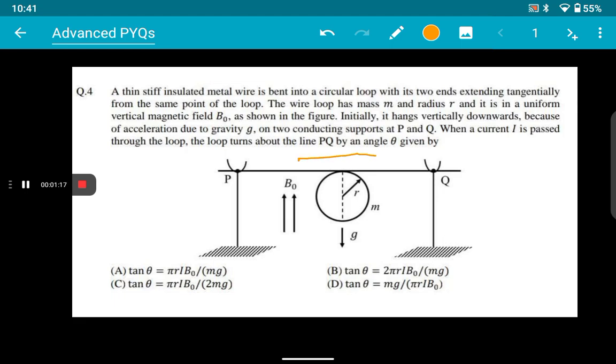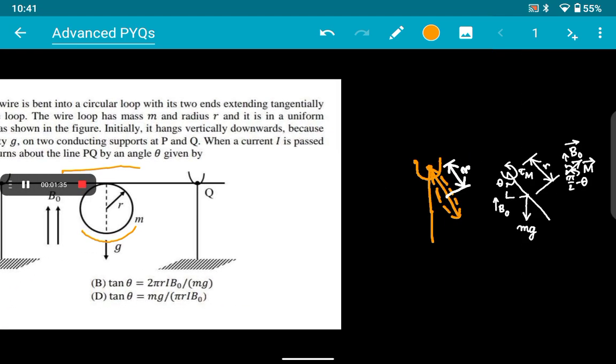Sorry. So this is the question, and we have a magnetic field here, a circular loop of wire like this. This is mass m and radius r. We have an upward magnetic field B0, and we also have gravity. Okay, and we have to comment on the angle. So let me show you the side view of the system.